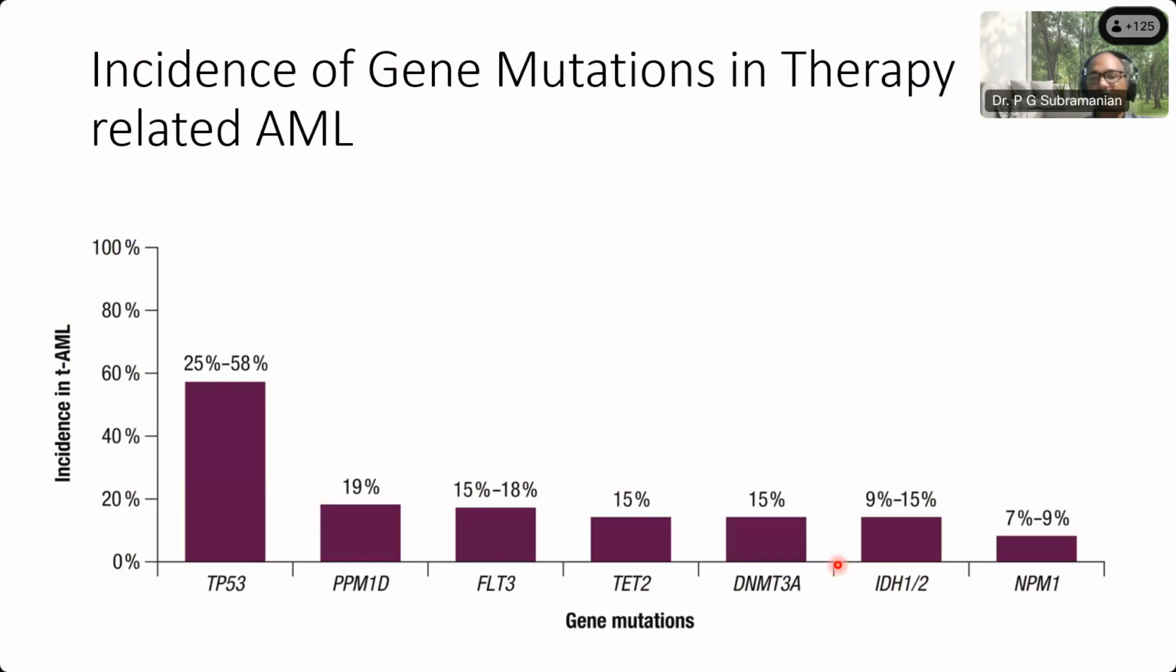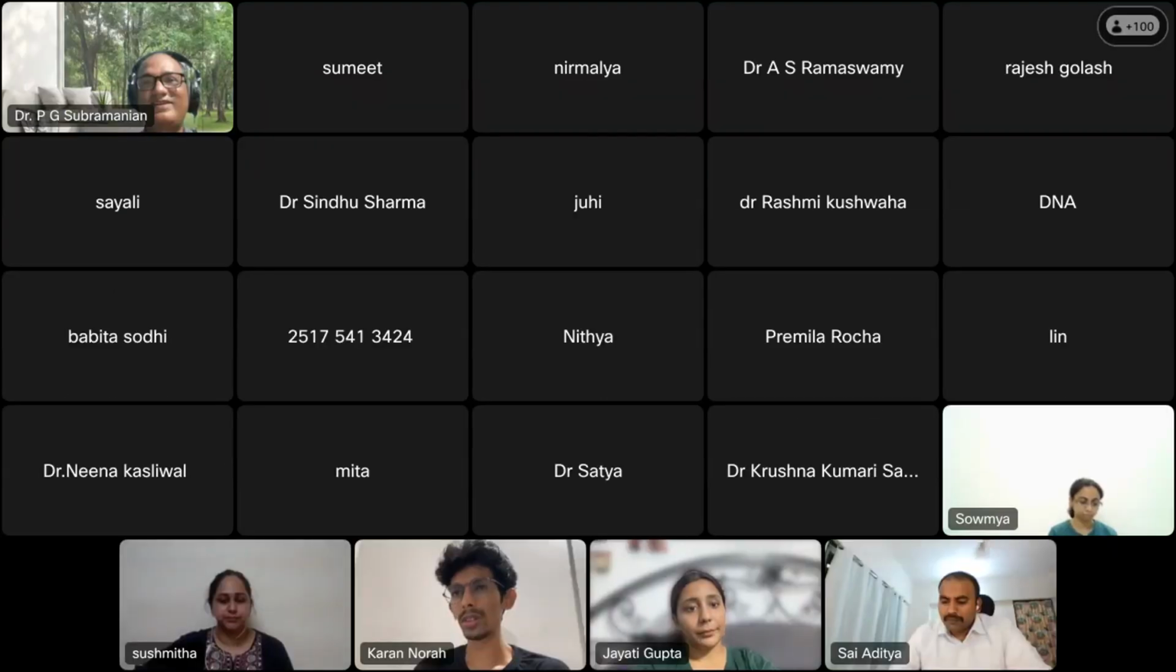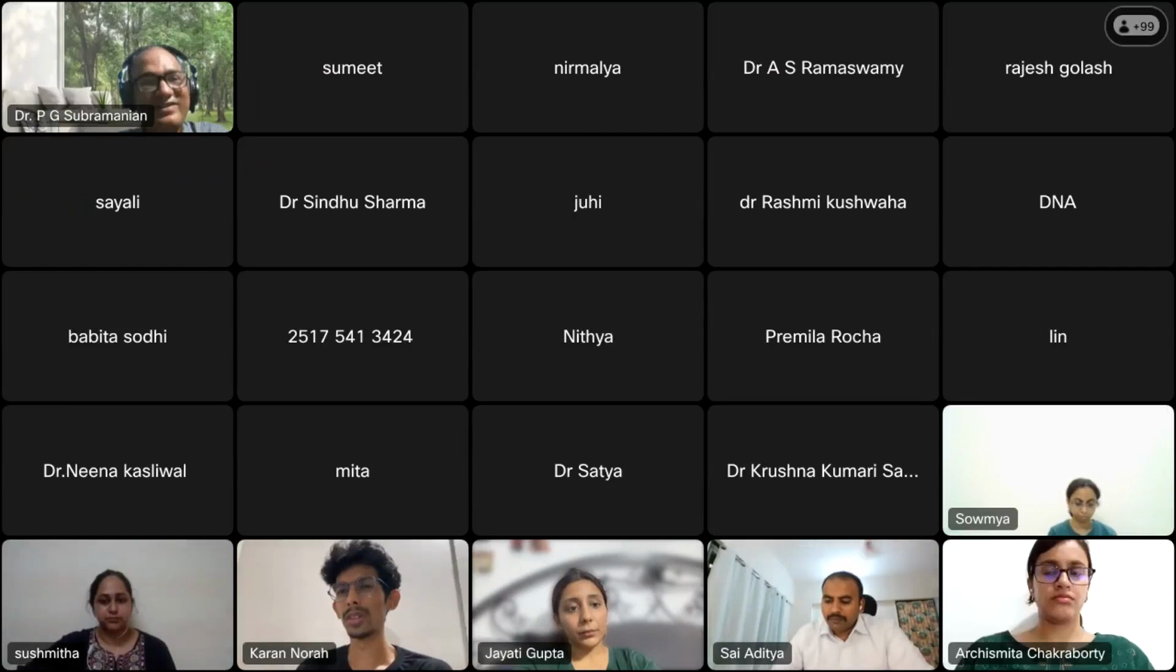So if you look at it, there are mutations also which can come as a part of therapy-related genes. So this is the frequency in terms of that. This was just an unusual case to highlight. So Nirmalya, do you have any comments on this one? Yes, sir. Actually, this is an extremely rare occurrence. It's a rare occurrence. But yes, that I will have to emphasize.